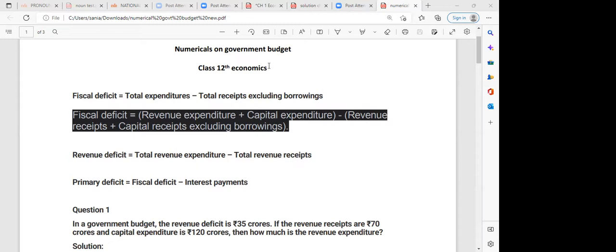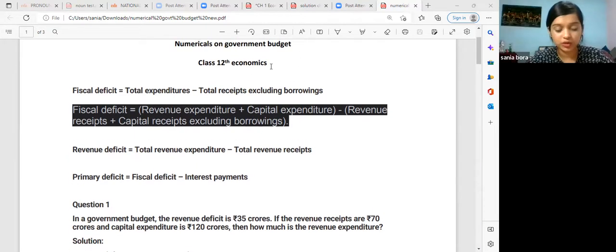Okay, so students, today we'll be doing the numerical portion, and today for 1 hour we'll be doing only numerical portion. So first I'll let you know, let's discuss the formulas. Why? Because if you don't know the formulas, then it's of no use, right? So first is fiscal. There are three deficits: fiscal, revenue, and primary. So fiscal deficit is total expenditure minus total receipt, but we have to exclude the borrowing. And if you go in detail, then total expenditure is made up of two things: revenue expenditure and capital expenditure. Similarly, total receipt is made up of two parts, revenue receipt and capital receipt, excluding the borrowing. Clear? First formula is clear.